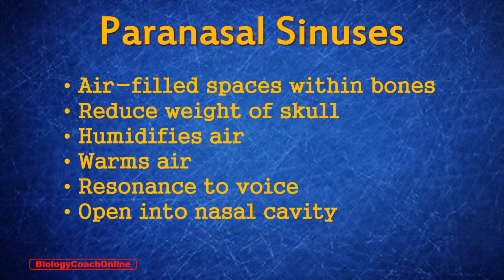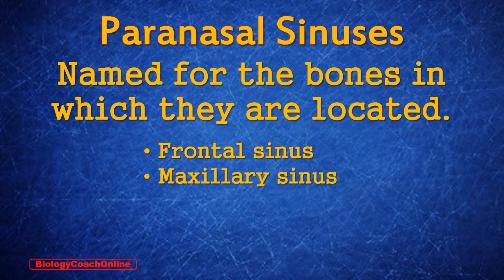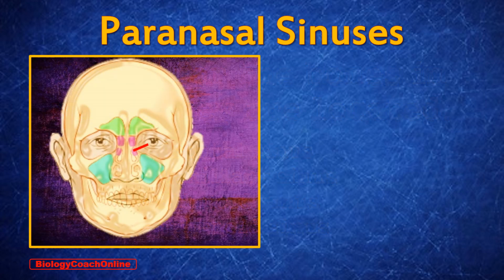Now, as I've said, sinuses are named according to the bones in which you find them. So you're already familiar with the bones. So now you should be able to easily locate their respective sinuses. And so we have the frontal sinus, the maxillary sinus, the ethmoid sinus, and the sphenoid sinus. So in this frontal view, you can see the paired frontal sinus, which is located obviously in the frontal bone.